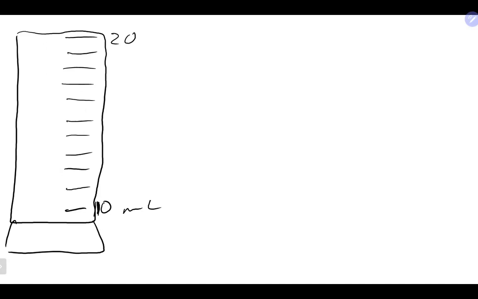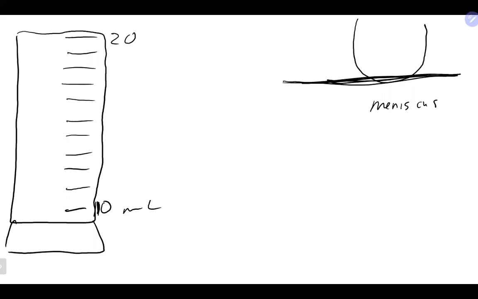Whenever we take a reading of a liquid in a glass container, there's usually a curvature of the liquid. You'll usually see the liquid curve like so. This is what is known as the meniscus. And you always read from the very bottom of the meniscus. The reason for this is that when a liquid like water goes into a graduated cylinder, the water is more attracted to the glass than to the water itself. So the liquid on the side starts to rise up the glass.